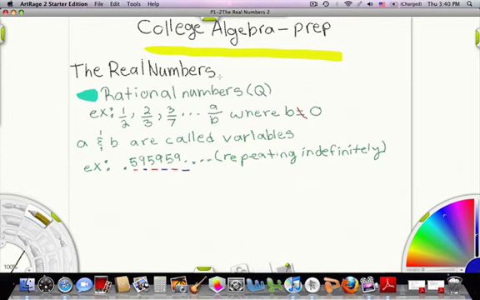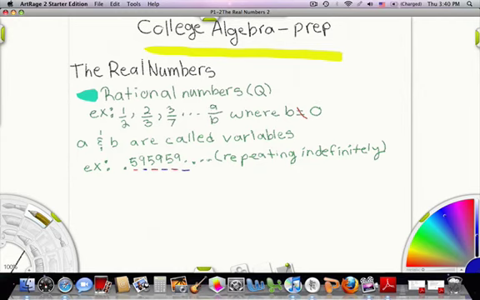Now let's talk about rational numbers. Rational numbers are also in the spectrum of real numbers. A rational number is a real number, and a rational number is a fraction. It's 1/2, 2/3, 3/7, and it continues on to infinity.